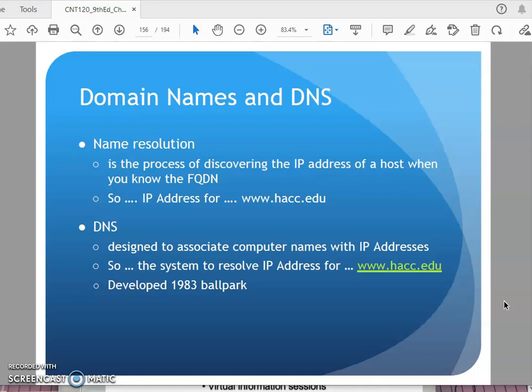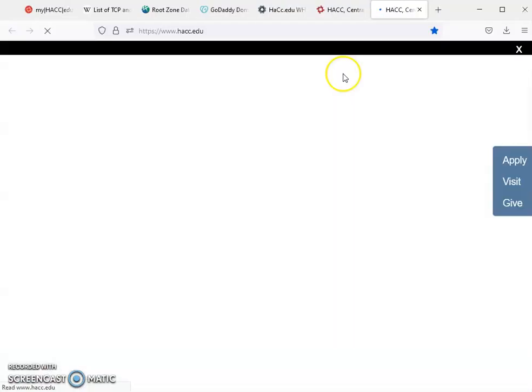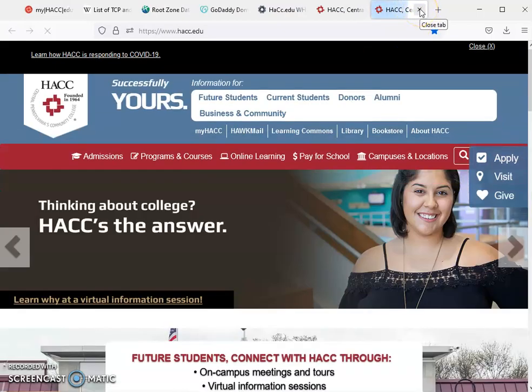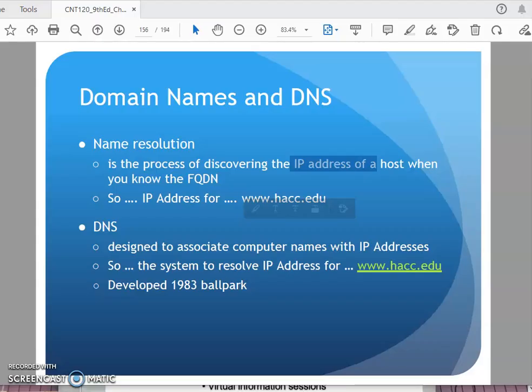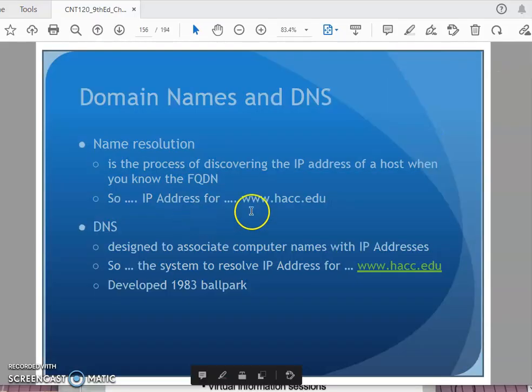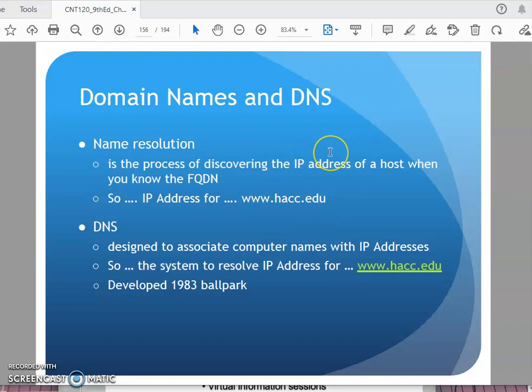domain names and DNS. So name resolution is the process of discovering the IP address when you know the host name. So, as I just showed you, we tried to load hack.edu. When we tried to do that, the first thing that happened is DNS kicked in the background to get me the IP address for hack.edu, and then it talked to the web server and loaded the web page. So DNS was there to help me get this IP that I did not know.